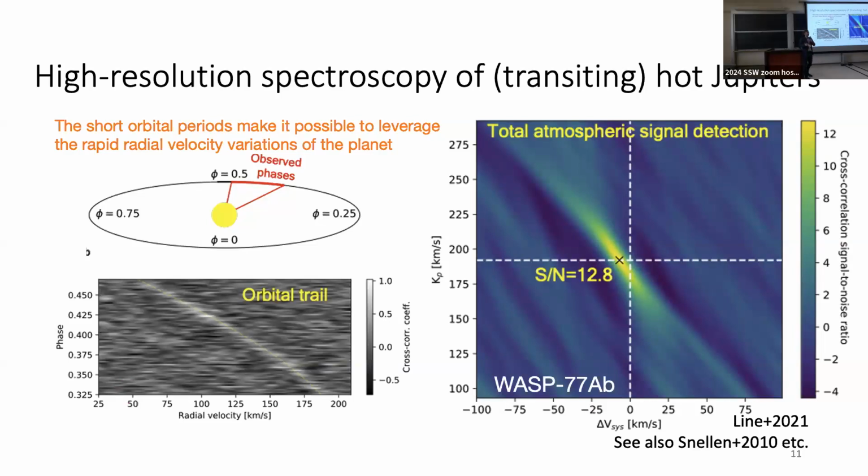We can't do that with direct imaging because the planets are so far away that you might need to wait years or even decades in some cases in order to see any variation in the radial velocity. So this is great, but we can't actually use that for direct imaging.